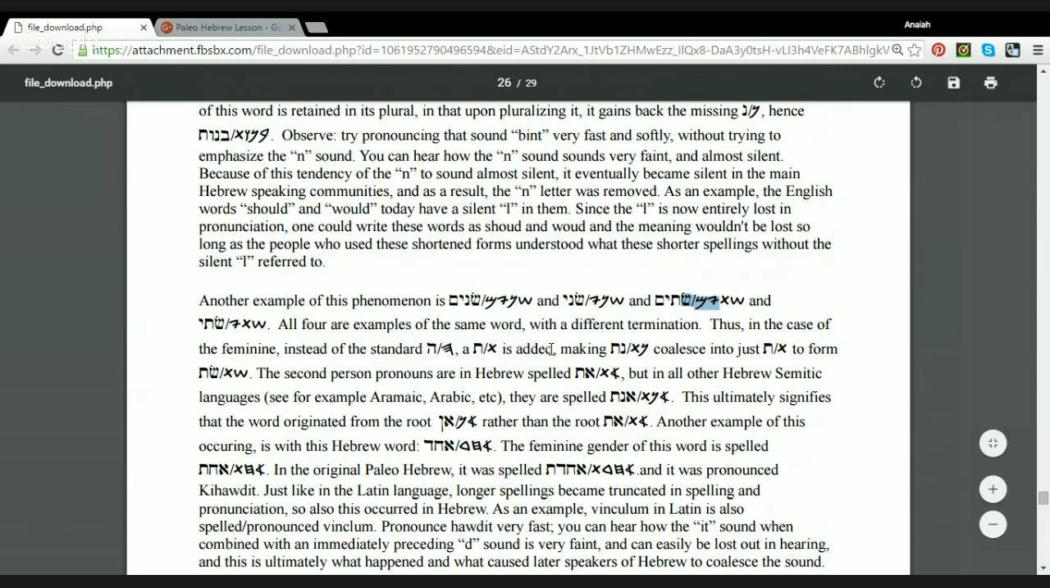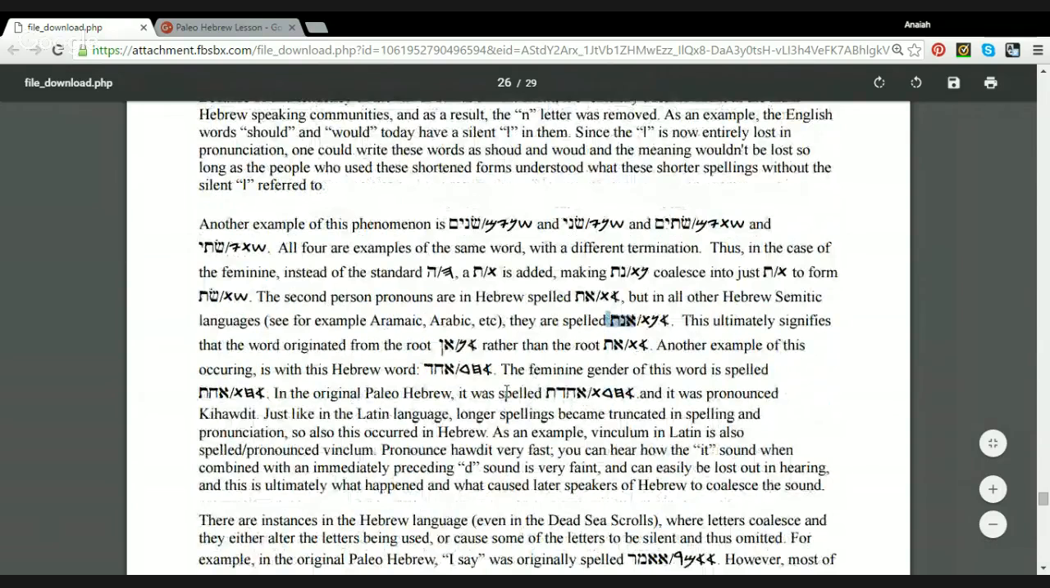Also in Hebrew, the second person pronouns are spelled at, but in Arabic and Aramaic and Ethiopian, I think, it's ant. There's an N there, which shows that the actual second person pronoun comes from this root an rather than at.